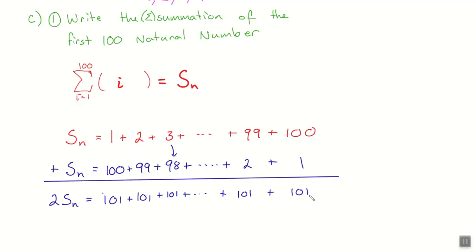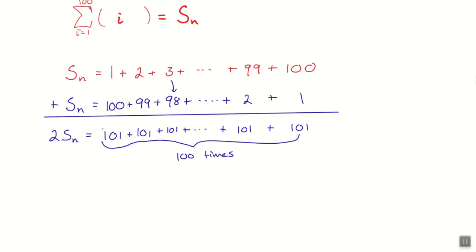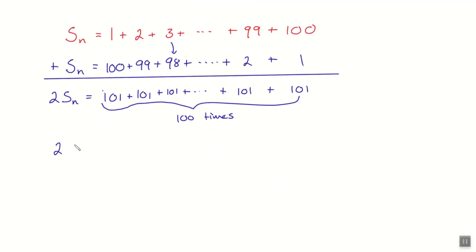Here's the big question. How many 101s did I have to write here? So if I want to add 101 to itself 100 times, is there a more concise way to write this? Oh, can we just multiply it by 100? So let's just see where this takes us. 2 then of S sub n is equal to 100 times 101. Multiplication is just repeated addition. We're going to use it. Everybody's still on board.